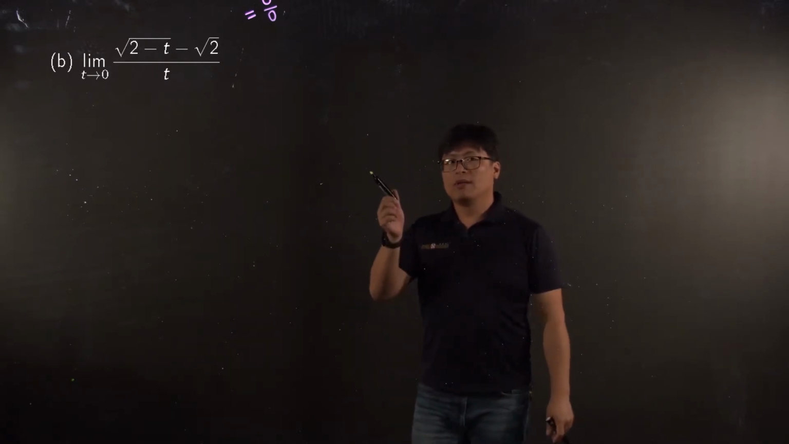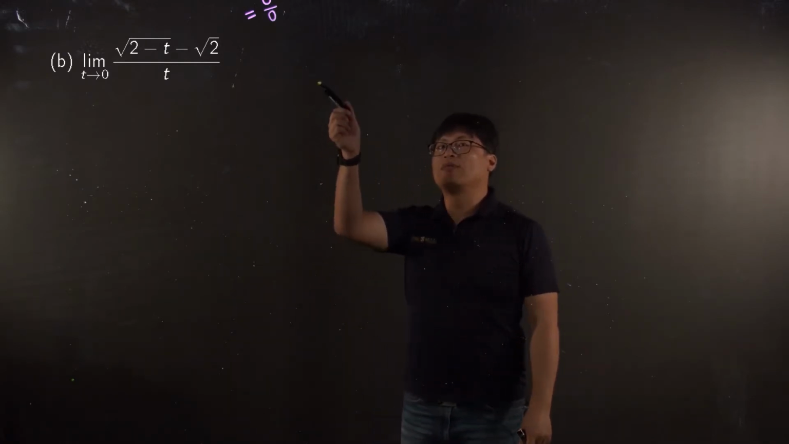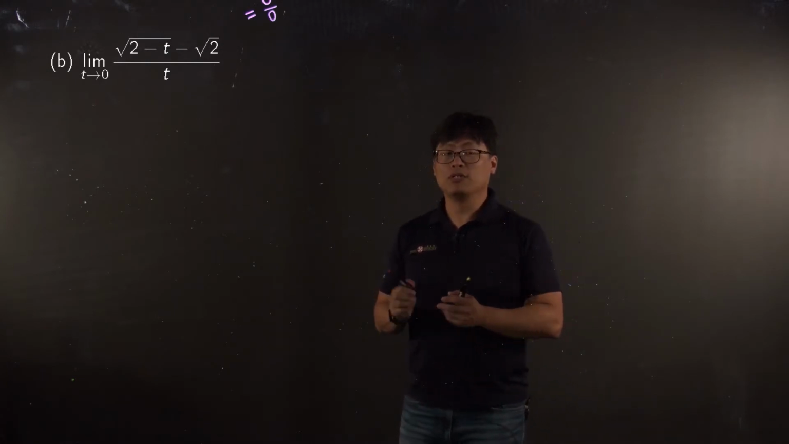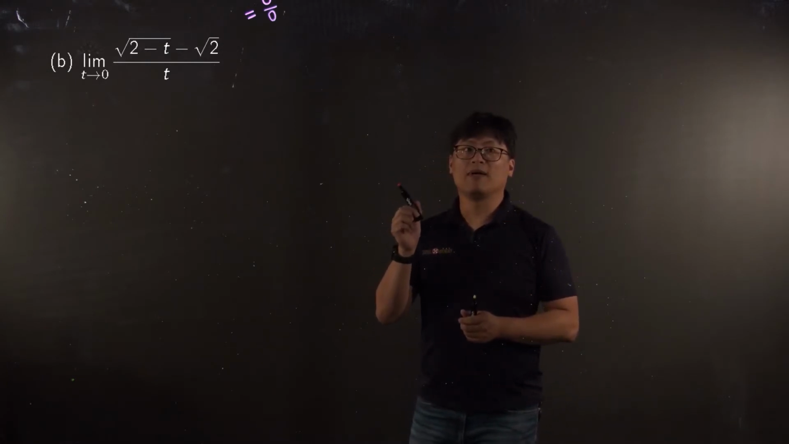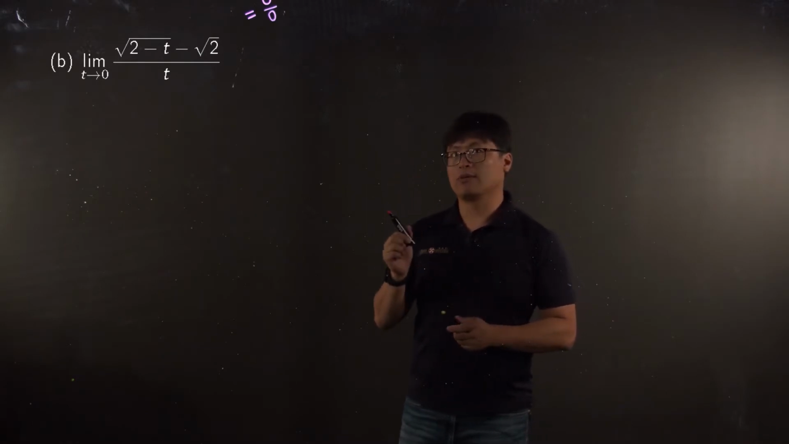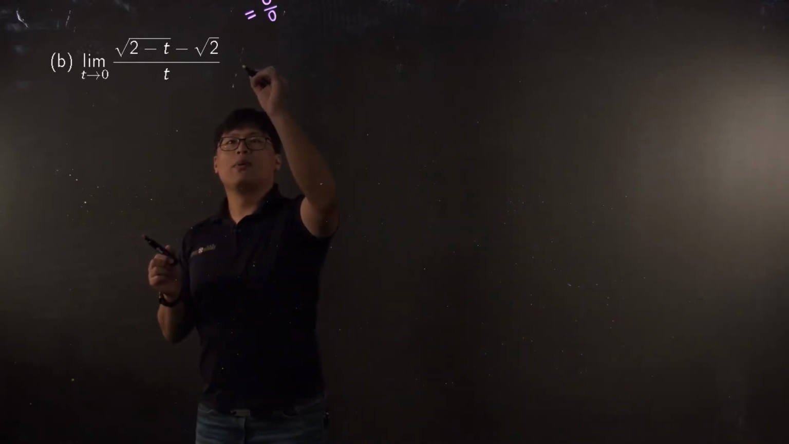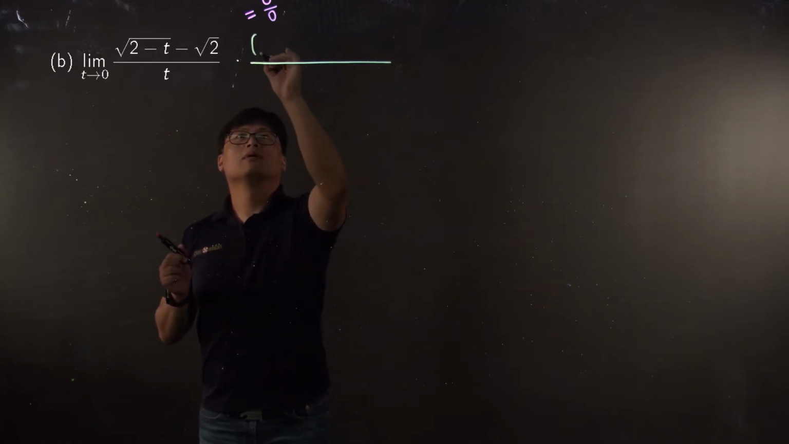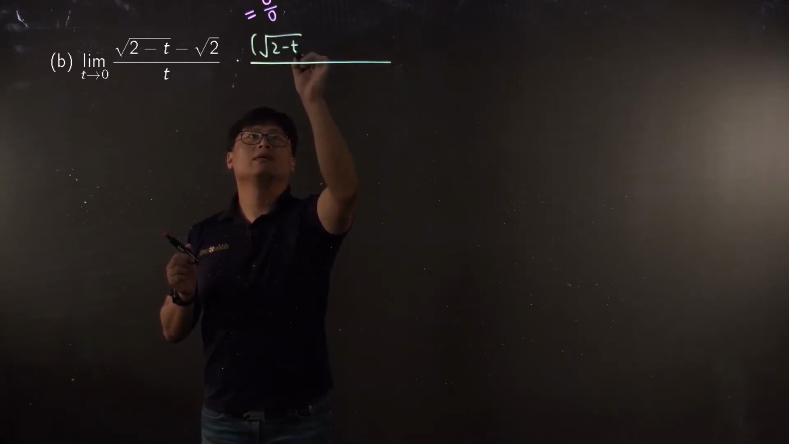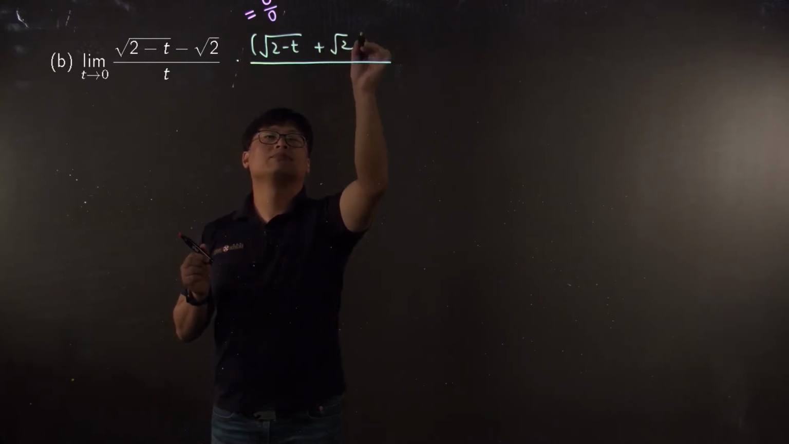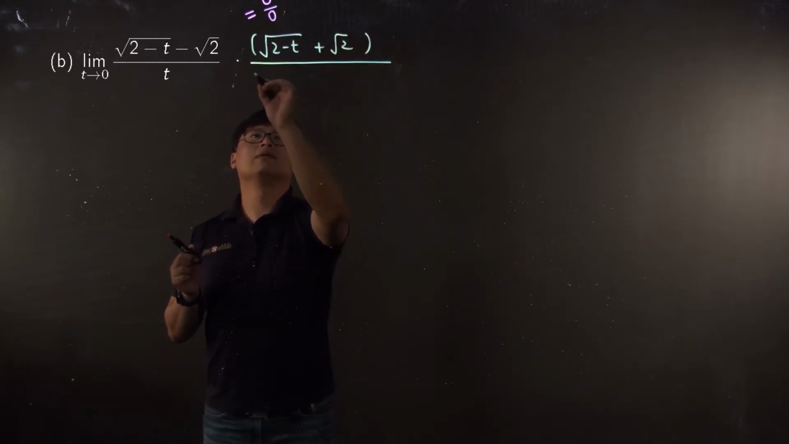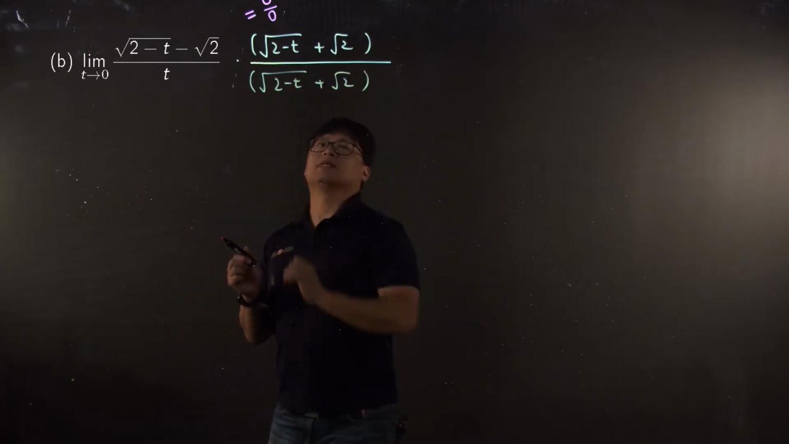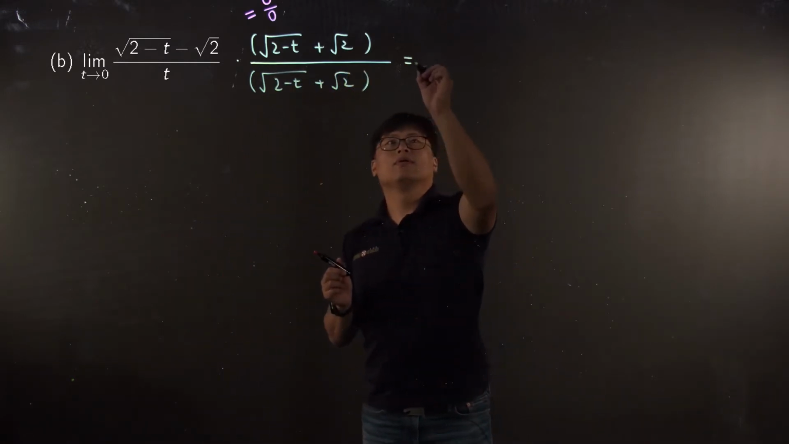But do you remember, if you have an indeterminate form with the square root, I gave you one important technique, which is we will multiply by the conjugate of your numerator, okay? Here we go. So we will multiply here the square root of 2 minus t and its conjugate, which is plus. And the denominator, always multiply the same thing, okay?